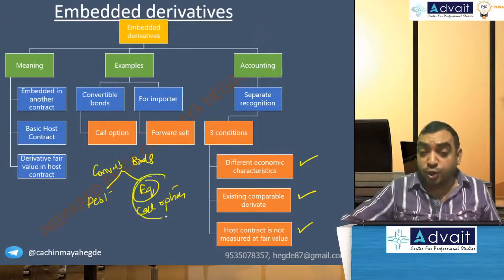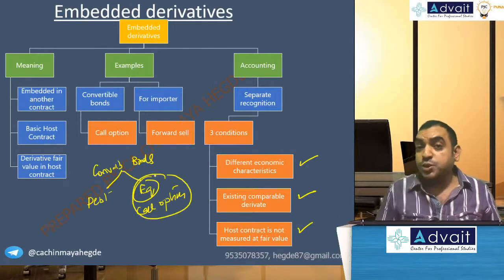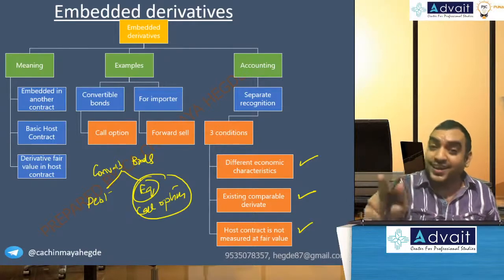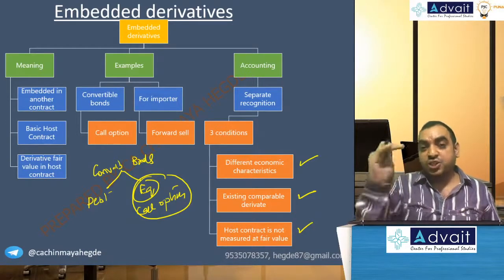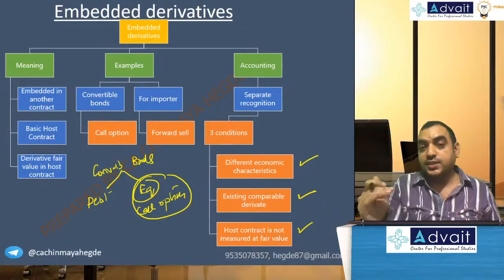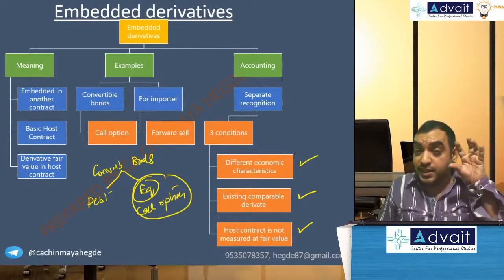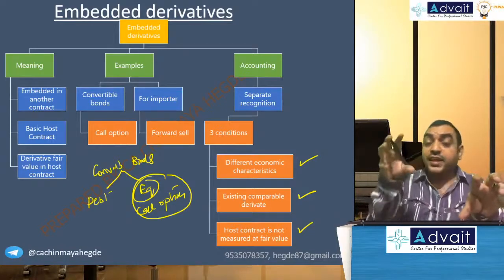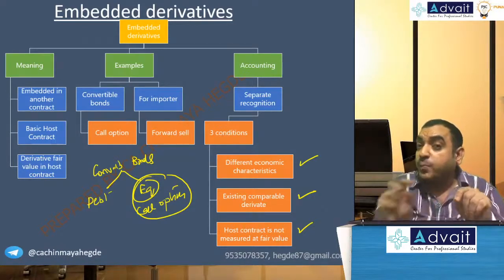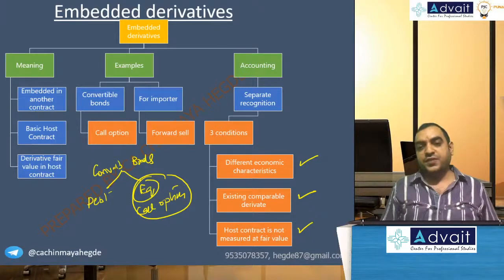But why will the value of the call option change? Not because of interest rates, but because of market price. When the market price of the company's share changes, the call option value also will change. So one underlying is the interest rate, the other underlying is the share price. Two different economic characteristics. That is the first point.